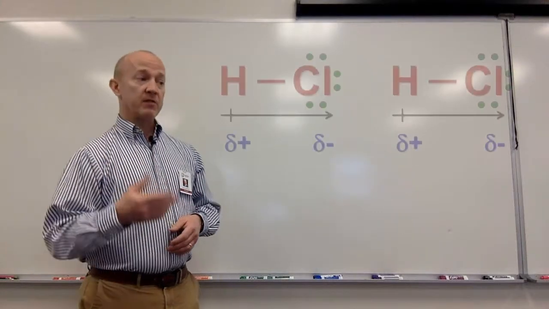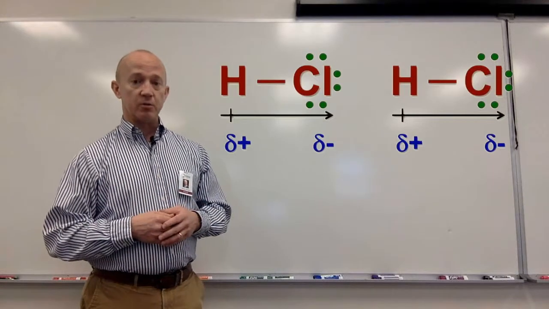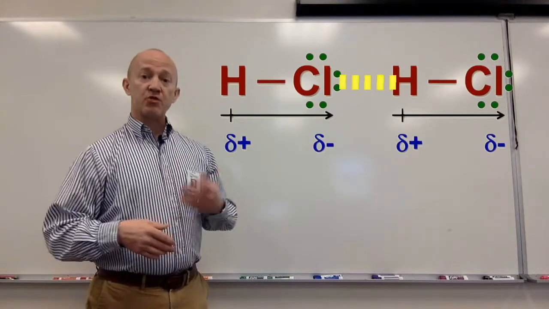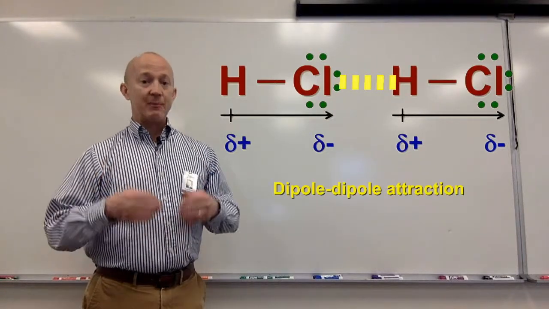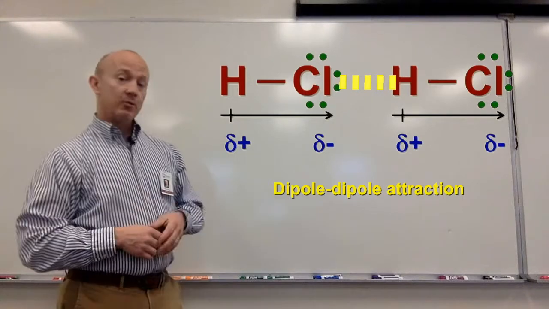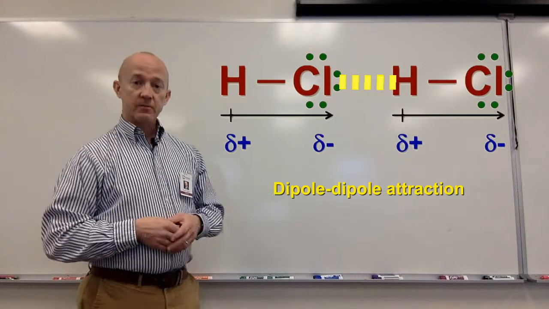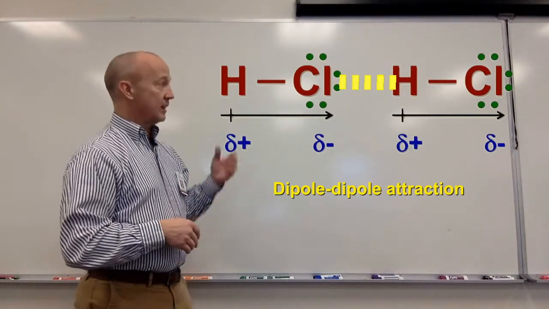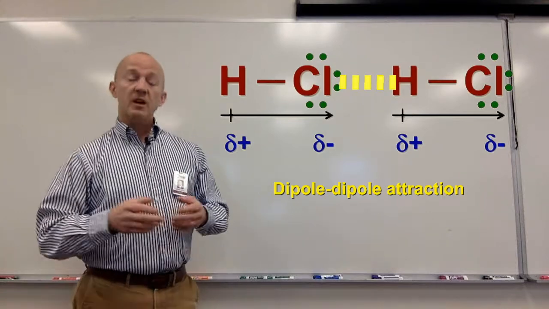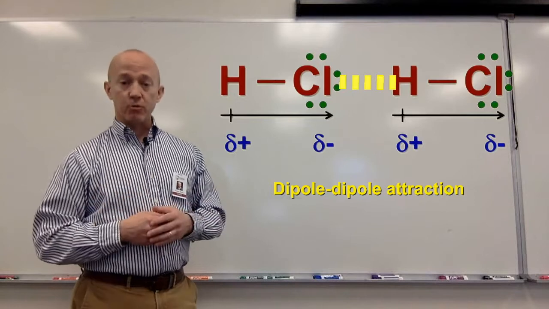So, whenever you have one of these permanent dipole molecules close to another permanent dipole molecule, the slightly positive end of one is attracted to the slightly negative end of the other. We call this dipole-dipole attraction. We can see it in this example of two hydrogen chloride molecules being close together. The slightly positive hydrogen on one molecule is attracted to the slightly negative chloride on the other molecule. Incidentally, hydrogen chloride gas is what we use to make hydrochloric acid.